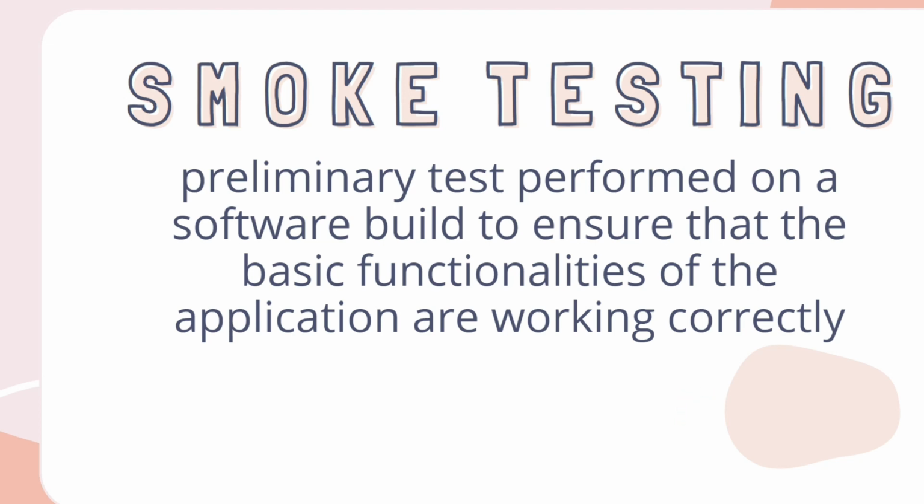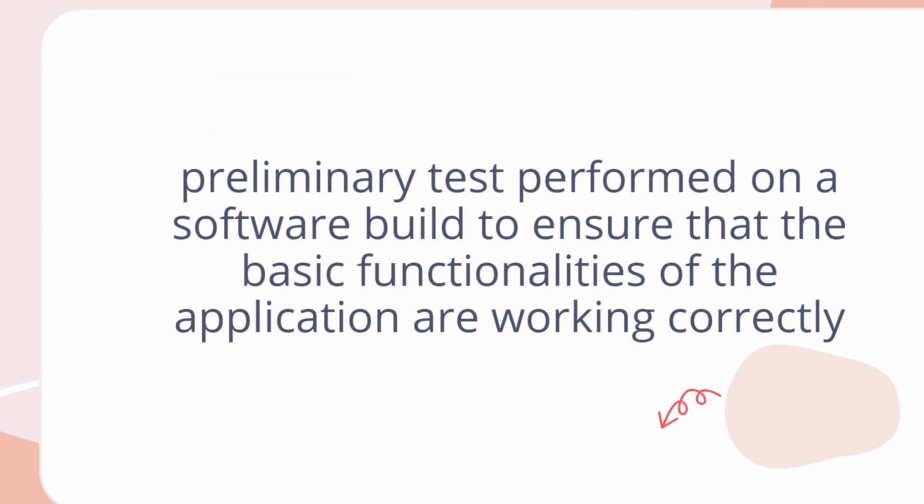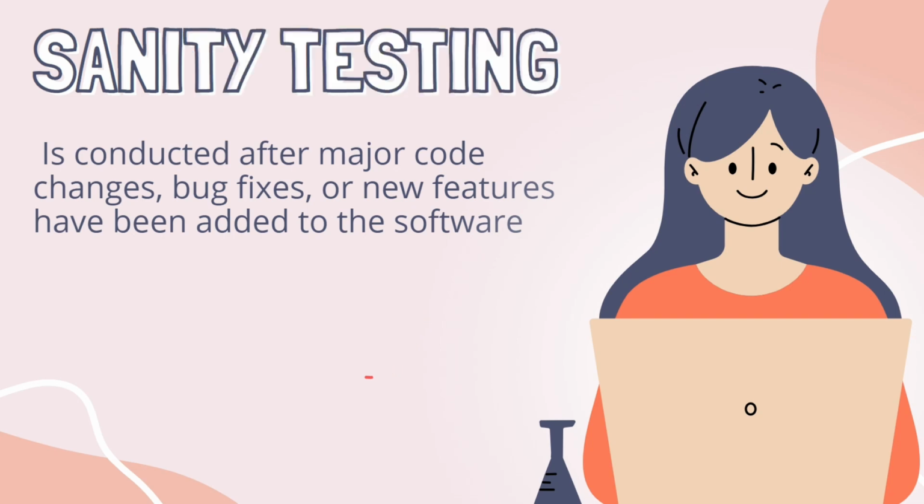So let's move to sanity testing. Let's understand what exactly sanity testing is. Sanity testing, also known as narrow regression testing, is conducted after major code changes, bug fixes, or new features have been added to the software. The primary goal of sanity testing is to ensure that the specific changes or fixes have been successfully implemented without introducing new issues, and the affected areas of the application still work as expected.